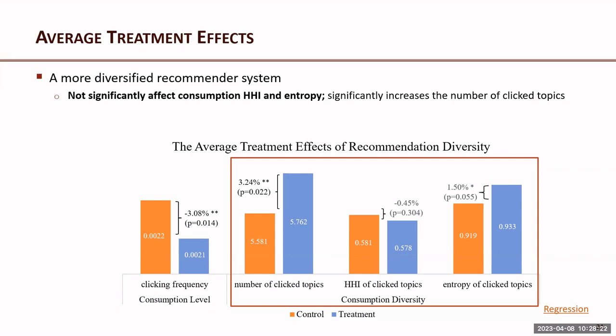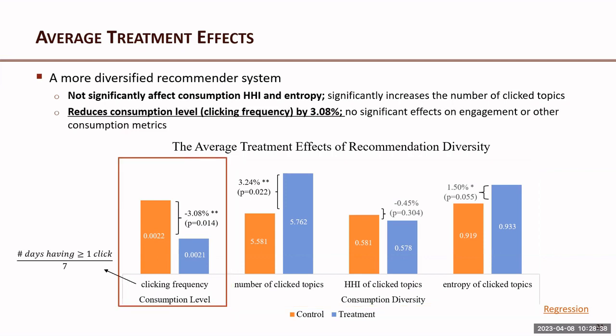As I mentioned before, we think HHI and entropy better describe the topic diversity. So we conclude that we didn't find clear evidence suggesting that users were encouraged to consume more diversely. However, at the same time, users indeed reduce their consumption level. Here, I want to emphasize a measure called clicking frequency. It is defined as, in 1 week, the number of days users have more than 1 click, divided by 7, the total number of days, meaning the share of days people have clicks.